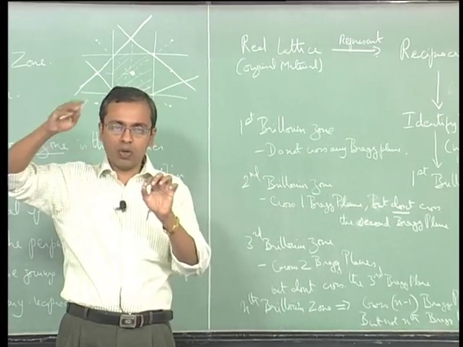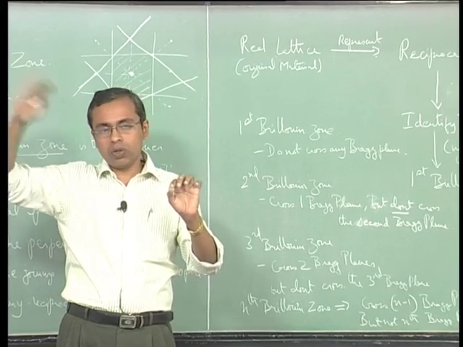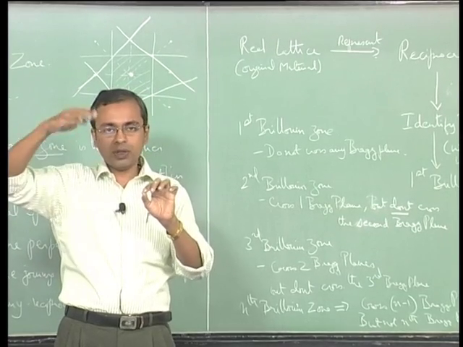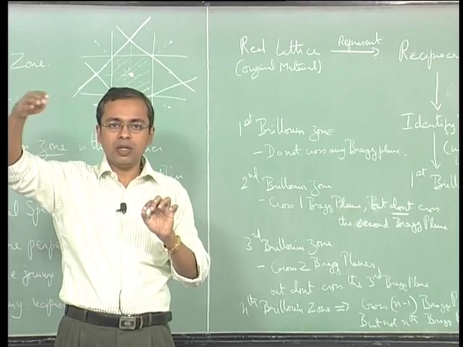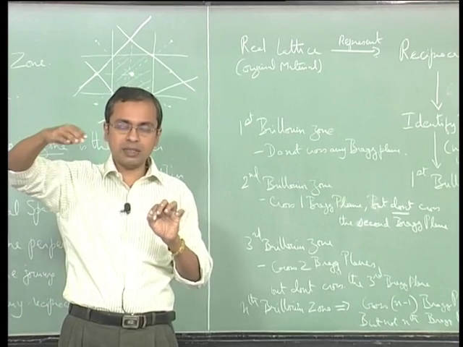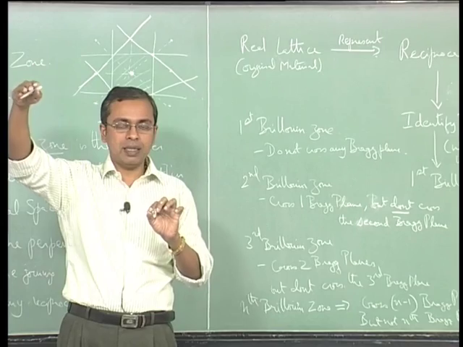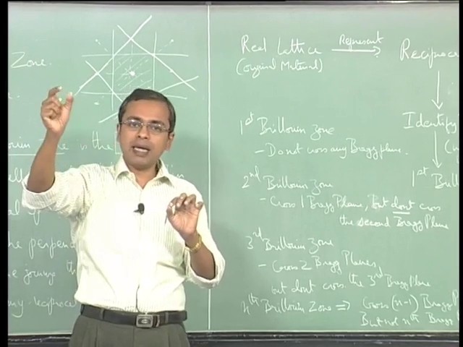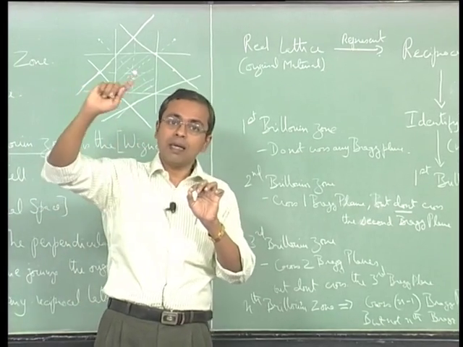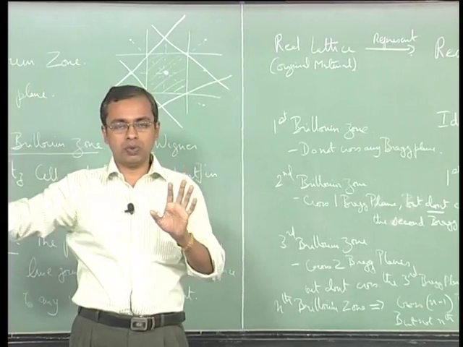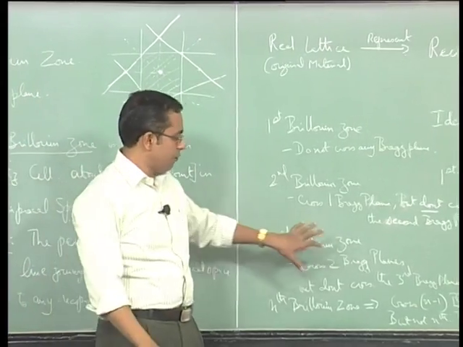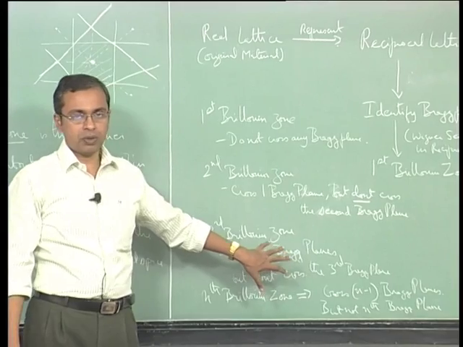In that direction you cross n minus 1 planes, but you do not cross the nth plane, you just keep crossing planes, you keep counting them as you cross them, you cross the n minus 1th plane, but you do not cross the nth plane. That region between the n minus 1th plane and the nth plane in that direction belongs to the nth Brillouin zone. We are going to draw that in a moment for a 2 dimensional structure.